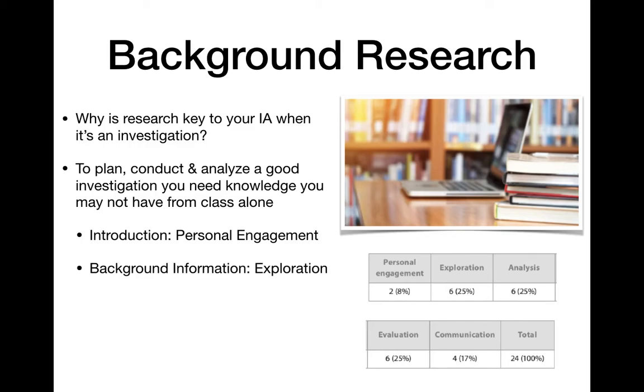In the background information part, you get part of that as part of your exploration grade, 6 out of 24 points, so 25% of your IA score is exploration. So that means giving enough information to give a context for your research. So if you're looking at obesity and diabetes, you need to talk about what is obesity, what is diabetes, define those things for your investigation, and that's part of the background information.